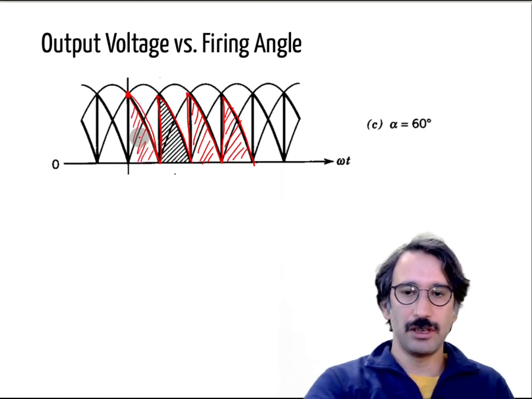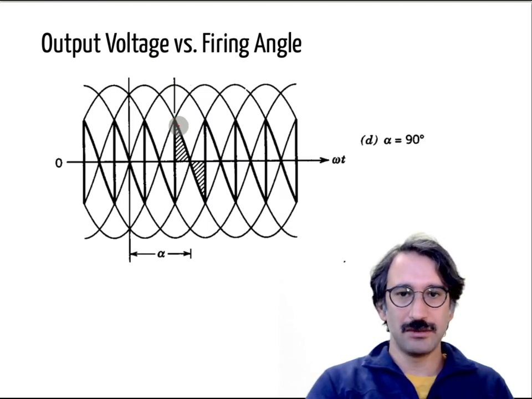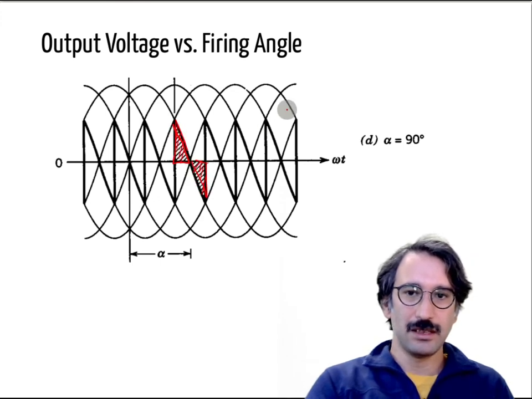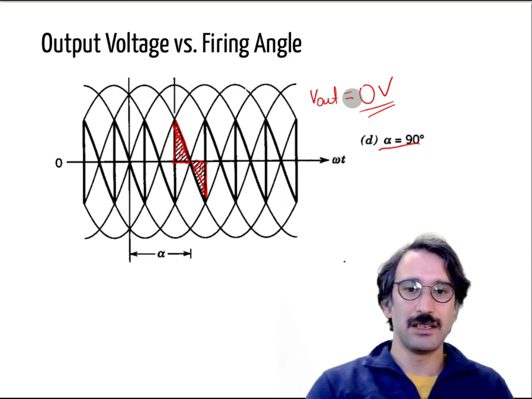And actually, if you go even further to 90 degrees, it is not really meaningful, because now I have some positive regions and negative regions, and they are symmetrical, and V out in this case, we will derive it as well, is 0 volts. So at 90 degrees, similar to what we found in single phase rectifiers, it is 0 volts.